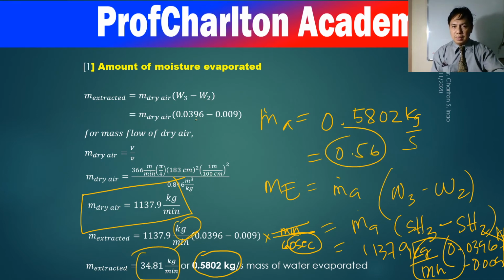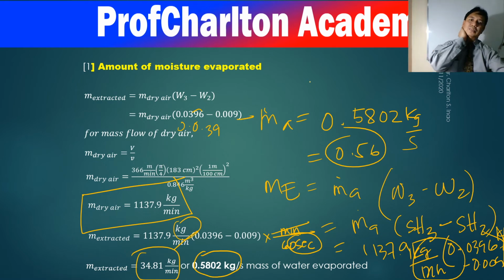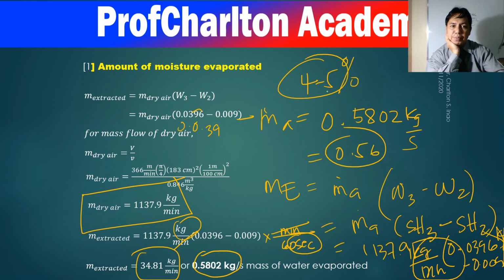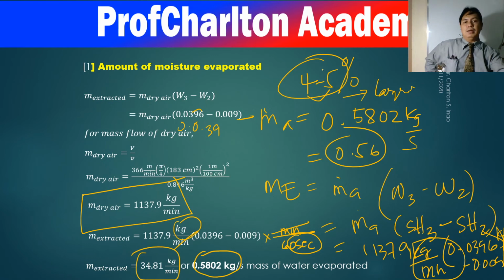Because the others are using maybe 0.039 only, or 0.03, or when you round it off, maybe 0.04. Some are using more than this. So it doesn't matter. As a rule of thumb, the tolerance should not be greater than 4 to 5%. If it's greater than 4 to 5%, use the larger value. If it's not exceeding 5%, we are good to go. If it's near this value, 0.58, 0.56, and so on, we are good to go.